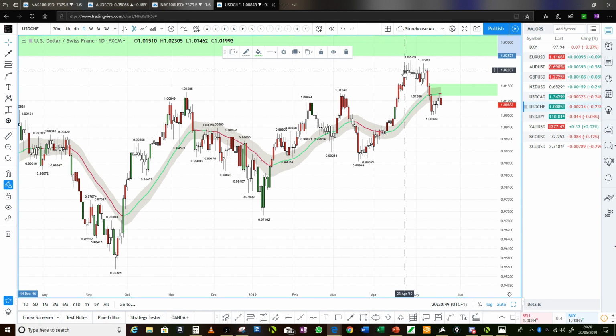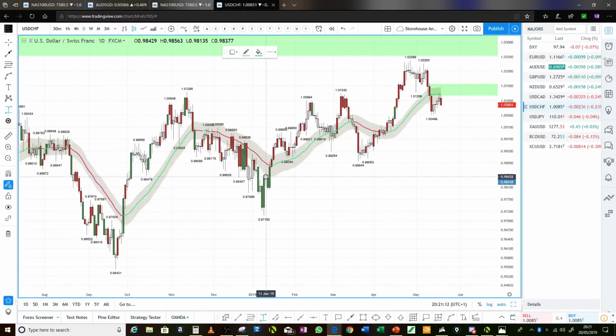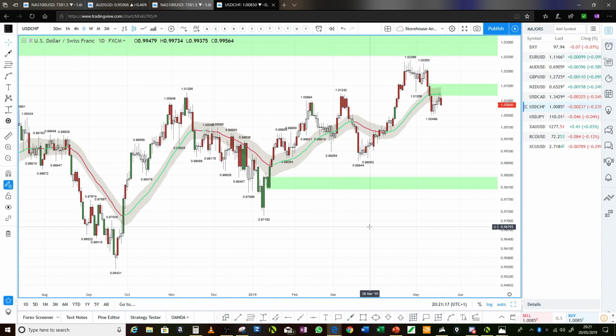Maybe for those of you that trade intraday. Now looking at these areas, they're all tests into each other. Again, nothing clean. Looking at that area, maybe worth considering. Yeah. So that's what we've got for the US dollar Swiss.